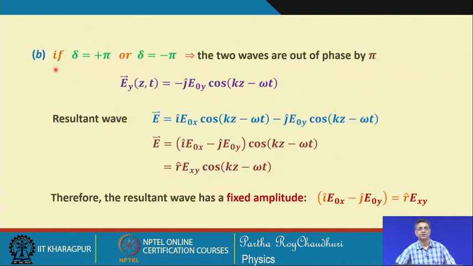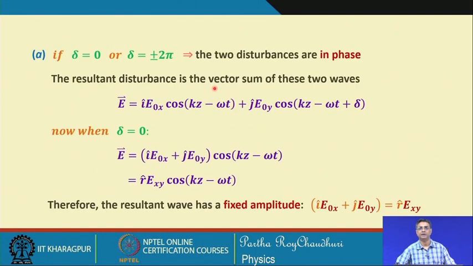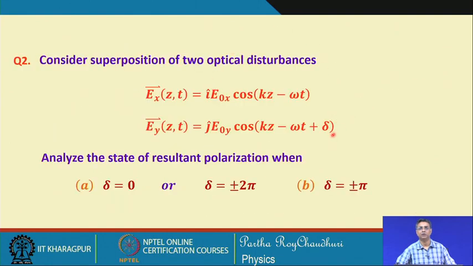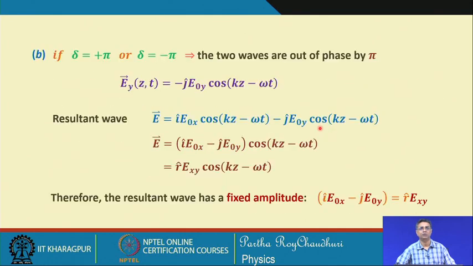Let us take the other possibility, that delta equal to plus pi or minus pi, where the two waves are out of phase by pi. In that case, what happens? We will write E y, because you have taken the phase delta equal to now plus pi or minus pi. In this case, we have taken delta equal to plus pi. So, you can write that the sine will come out to be this cosine, with a minus sign, and the resultant wave will now be represented by this equation.